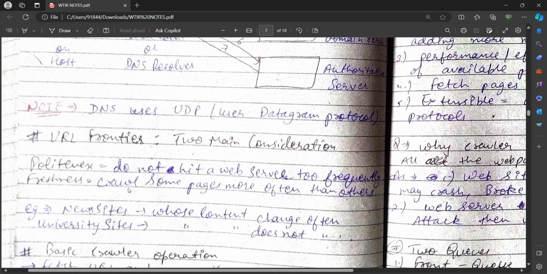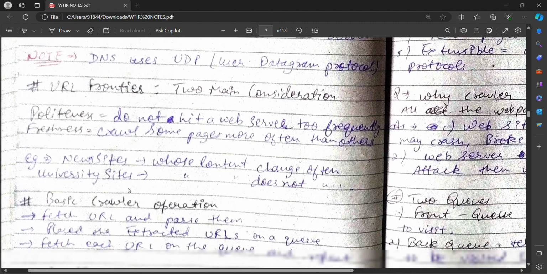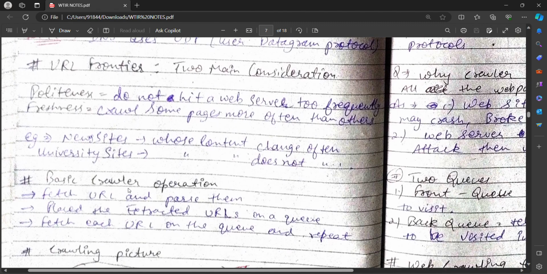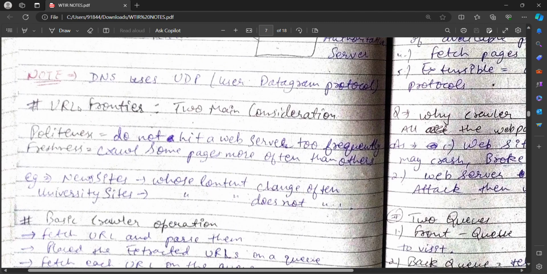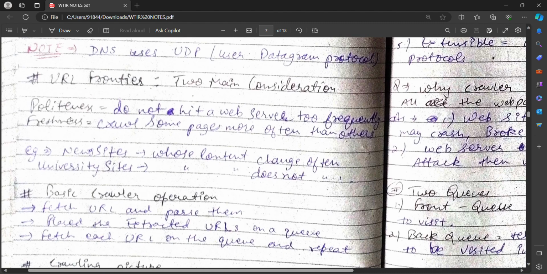Okay, so now comes another topic, that is the URL frontier. I told you a URL is basically www.google.com. It is a simple URL, which stands for Uniform Resource Locator. There are two main considerations for the URL frontier. First is politeness, and second is freshness. Politeness means do not hit a web server too frequently. This whole thing is related to the crawler.